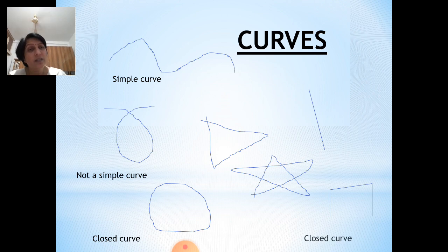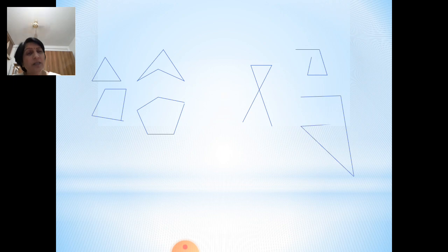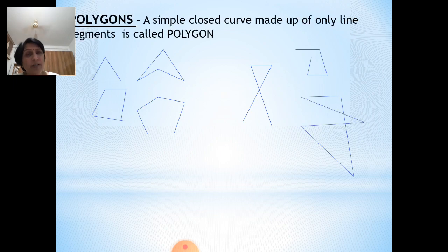So here you can see some closed curves. The figure which is made up of line segments is called a closed curve. It is called a simple curve. Now I am taking some different types of curves. See, some figures are appearing on the slide. You can see all these are made up of line segments. All these curves are made up of line segments.